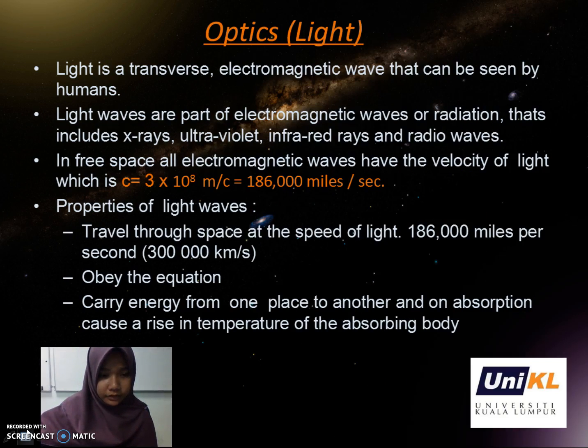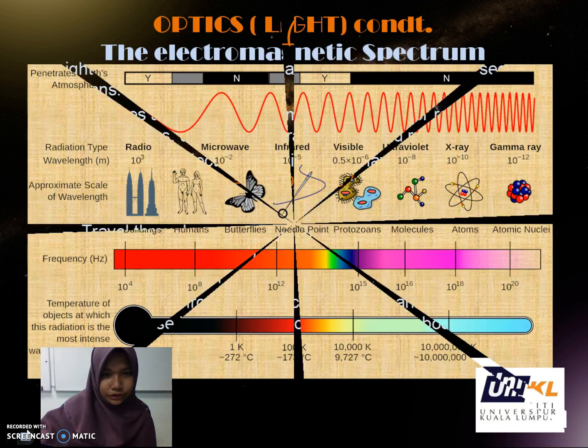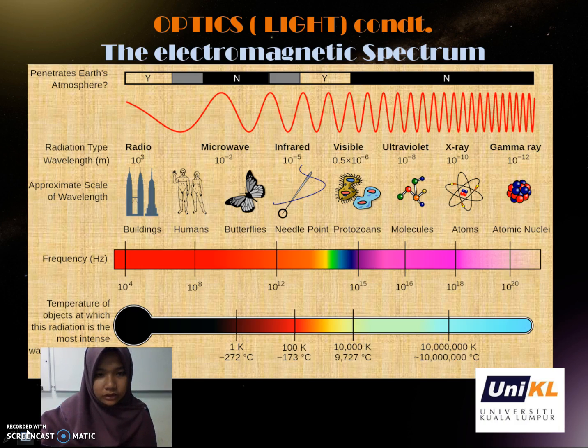From what I understand, light is an electromagnetic wave that can be seen by a human. Light waves are part of electromagnetic waves or radiation that include X-ray, ultraviolet, infrared ray, and radio wave. In free space, all electromagnetic waves have the velocity of light, which you can see in my slide. There are a few properties of light waves, such as it travels through space at the speed of light. It obeys the equation and carries energy from one place to another, and on absorption causes a rise in temperature of the absorbing body. This graph is a picture that will help you understand better.